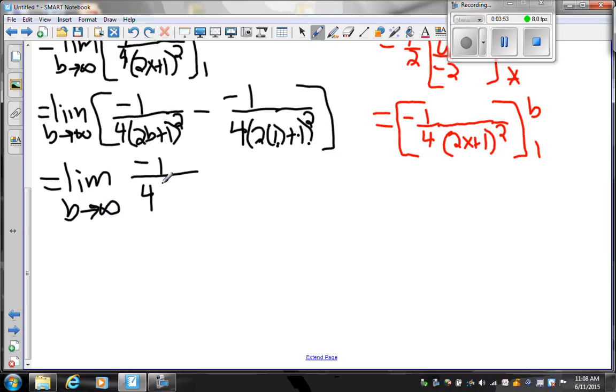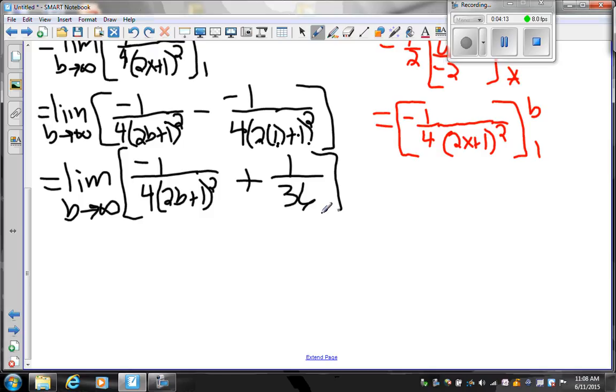So this first term just remains as it is. Nothing to do to simplify that. This term, the two negatives will make a positive. 2 times 1 is 2, plus 1 is 3. 3 squared is 9. 9 times 4 is 36. Okay. Now we can evaluate our limit.